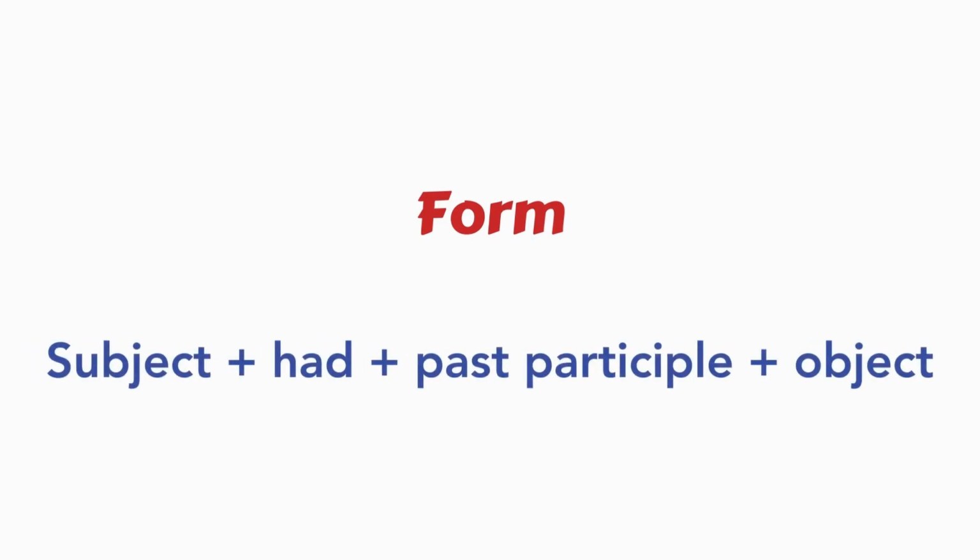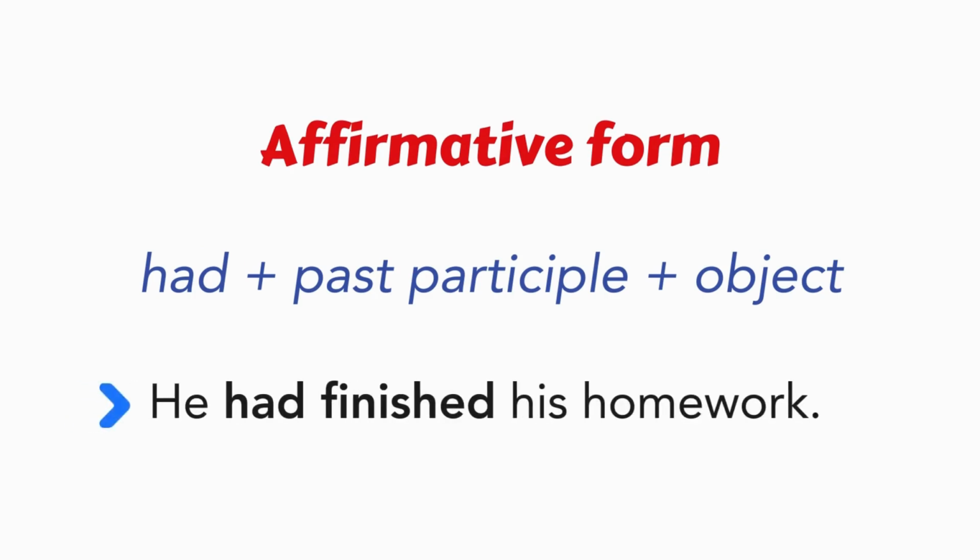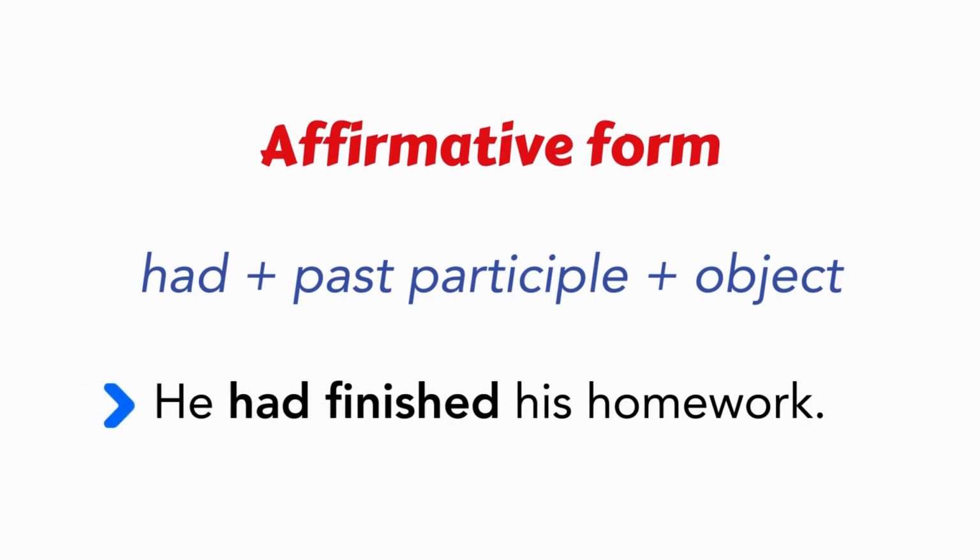First, let's discuss the form of past perfect. The formula for the past perfect tense looks like this: subject plus had plus past participle plus object. In the affirmative form, it is formed with had and the past participle of your main verb plus object. For example, he had finished his homework.